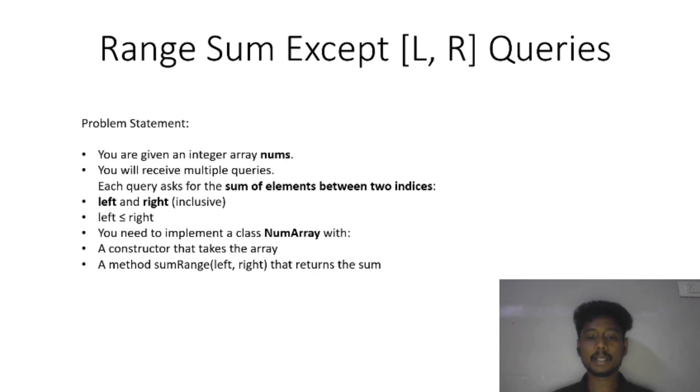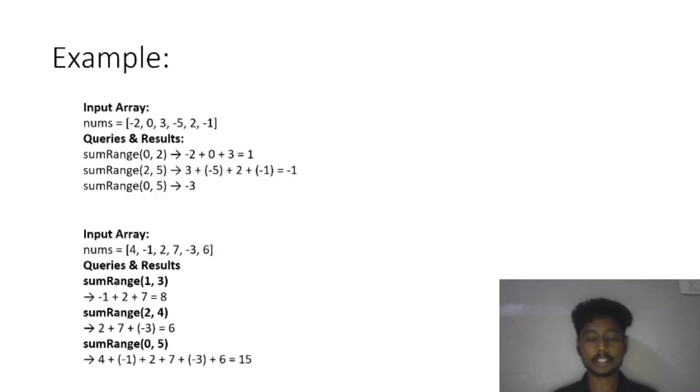So here the array will be immutable, meaning its values do not change. The same array is used for multiple queries. So efficiency also plays a key role because queries can be many. Let us try to understand this clearly with an example. Consider this input array: -2, 0, 3, -5, 2 and -1. Let us see how different queries work here.